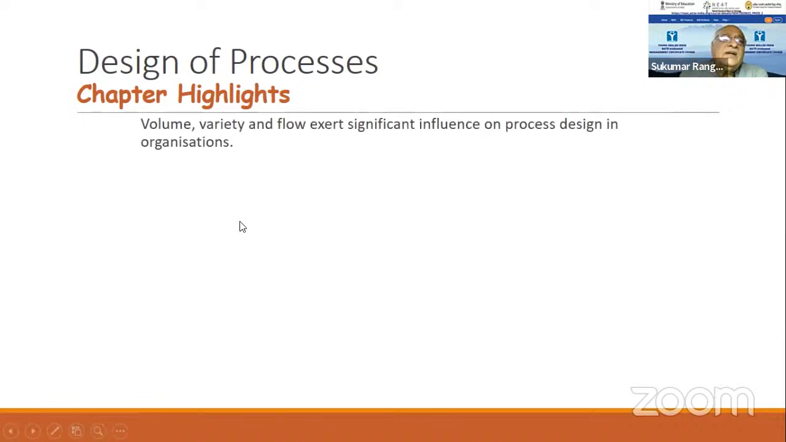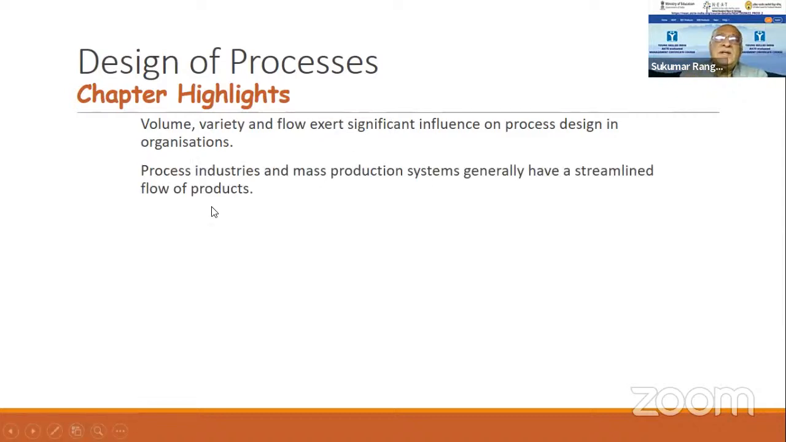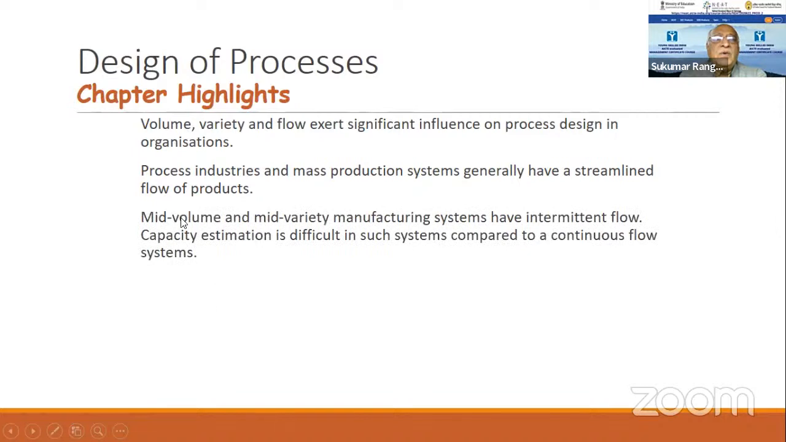So the highlights, recapitulating: volume, variety, and flow are the three significant influences on process design. What is the volume? What are all the varieties you handle? And what are the different process flows required to get the end product? Process industries and mass production systems generally have a streamlined flow of products. Volumes very high, variety very low.